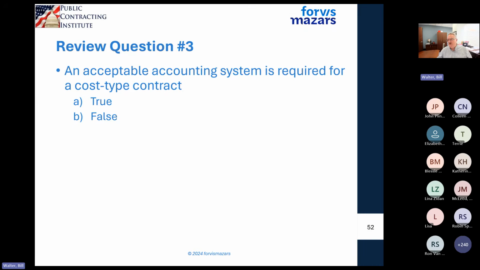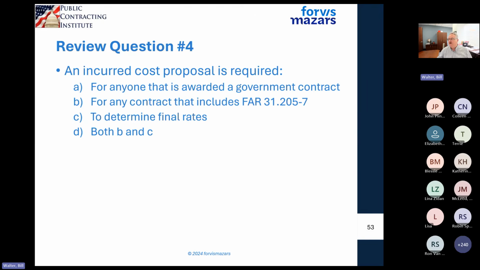Okay. So our final question for the day, at least my final question, I think John has one more final question coming in. And this is, an incurred cost proposal is required, A, for anybody that's awarded a government contract, B, for any contract that includes FAR 31.205-7, C, to determine final rates, and D, both B and C.